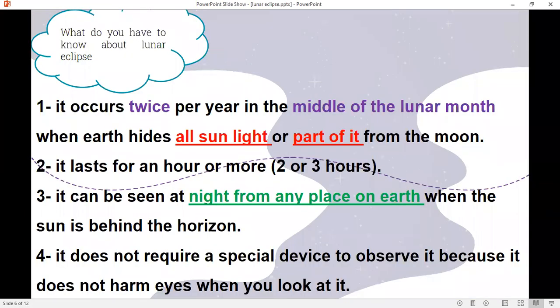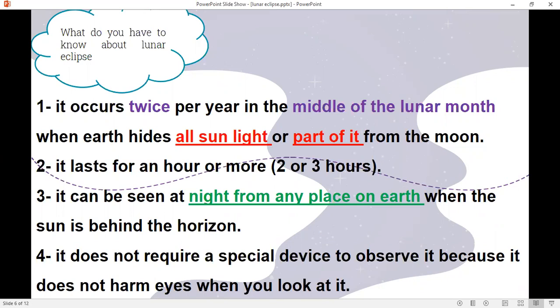So what do you have to know about lunar eclipse? Number one, it occurs twice per year, which means I can see it in the year 2 times. So it occurs in the middle of the lunar month twice a year. It happens when Earth hides all the sunlight or part of it from the moon. And it lasts for an hour or maybe 2 hours. Sometimes it lasts for 3 hours. And we can see it only at night because this is the moon.